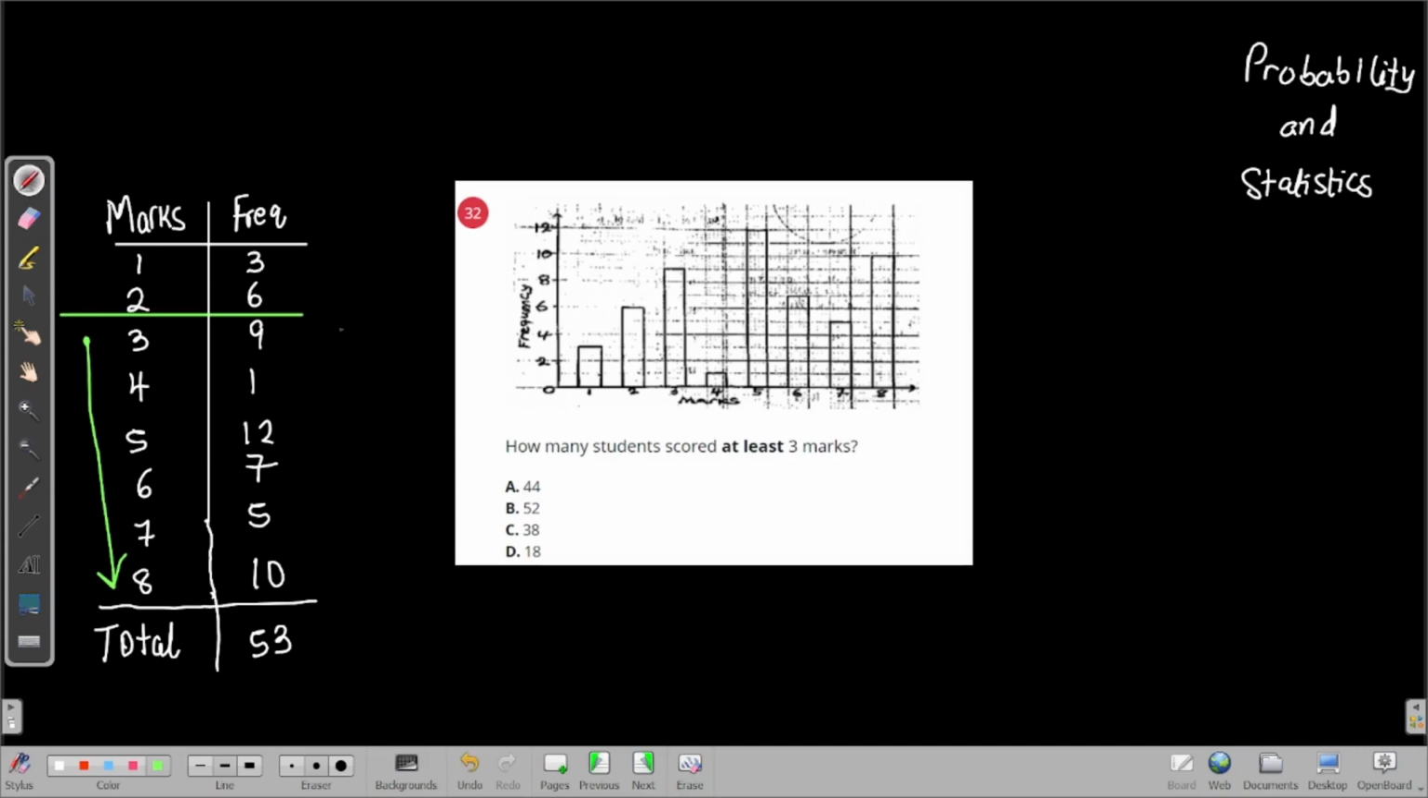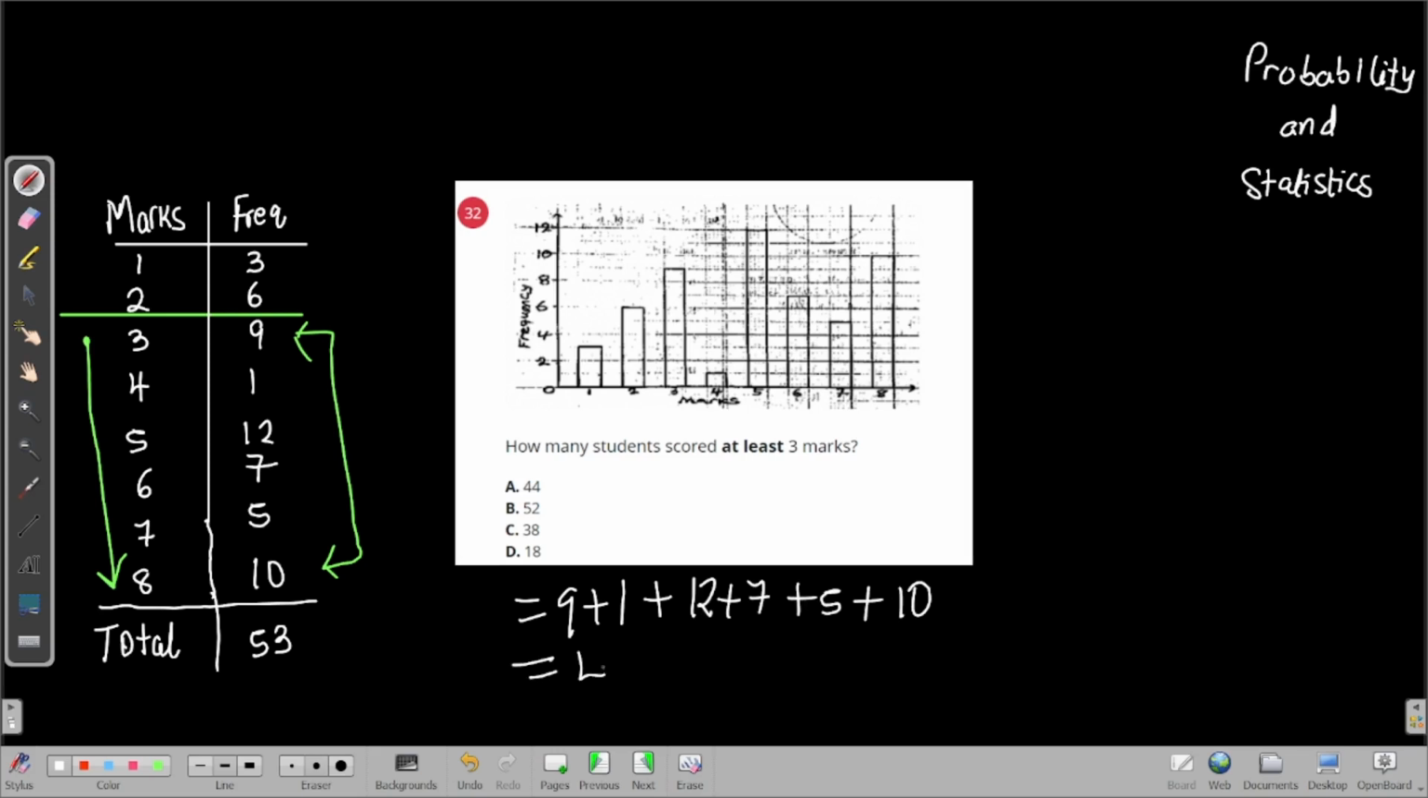So we're concerned with just these students. How many of them? Our answer here is 9 plus 1 plus 12 plus 7 plus 5 plus 10. And that's 44.